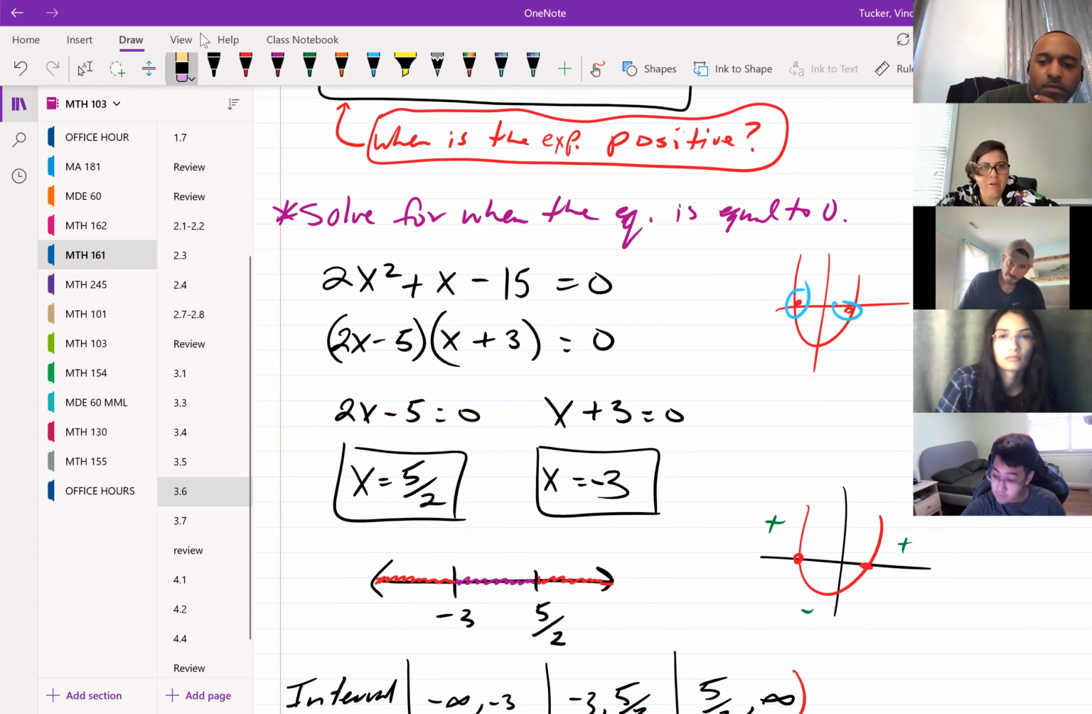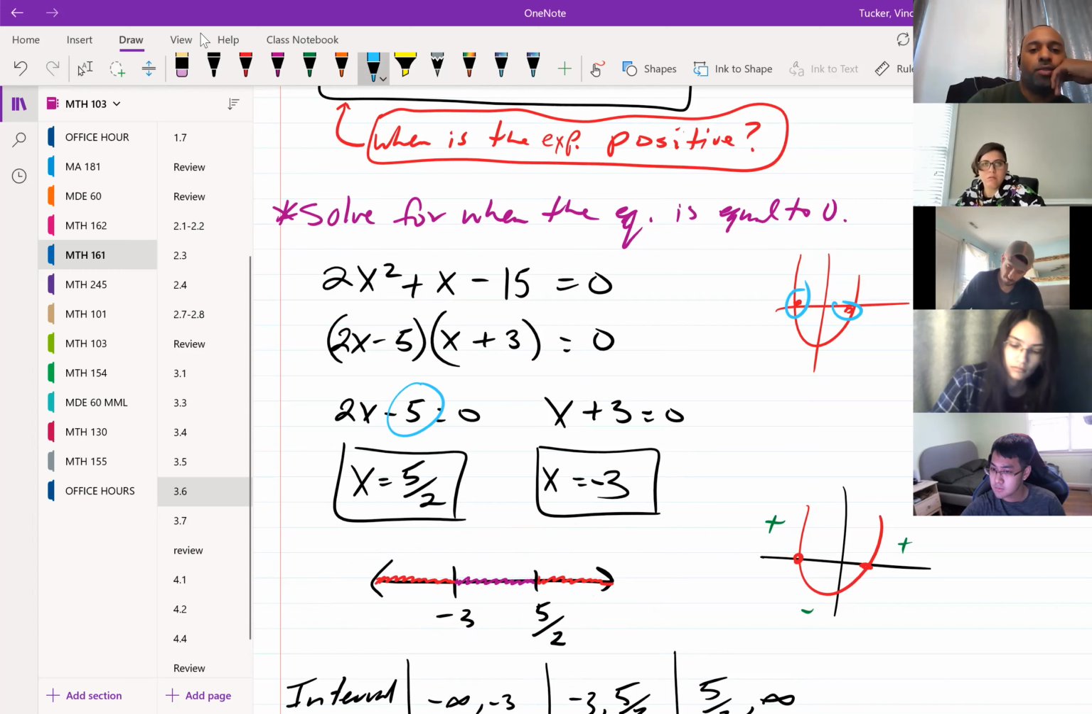Shouldn't the 5/2 be negative, or why is it not negative? When you solve, you add 5 to both sides and then divide by 2. So hopefully that's what you were talking about, just making sure.